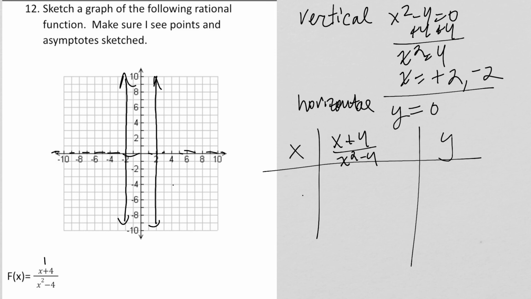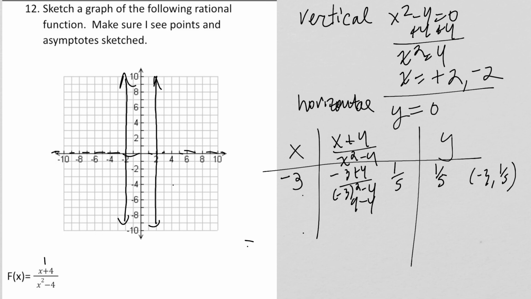So I'm going to choose negative 3 first, because that's to the left of negative 2. I'm going to plug it in. Just be careful. We get 1 over a positive 9 minus 4, so it's 5. It's a fifth. So when I plot this point, negative 3 comma a fifth, it's somewhere above the x-axis, rubbing up against here. It's just an approximation.